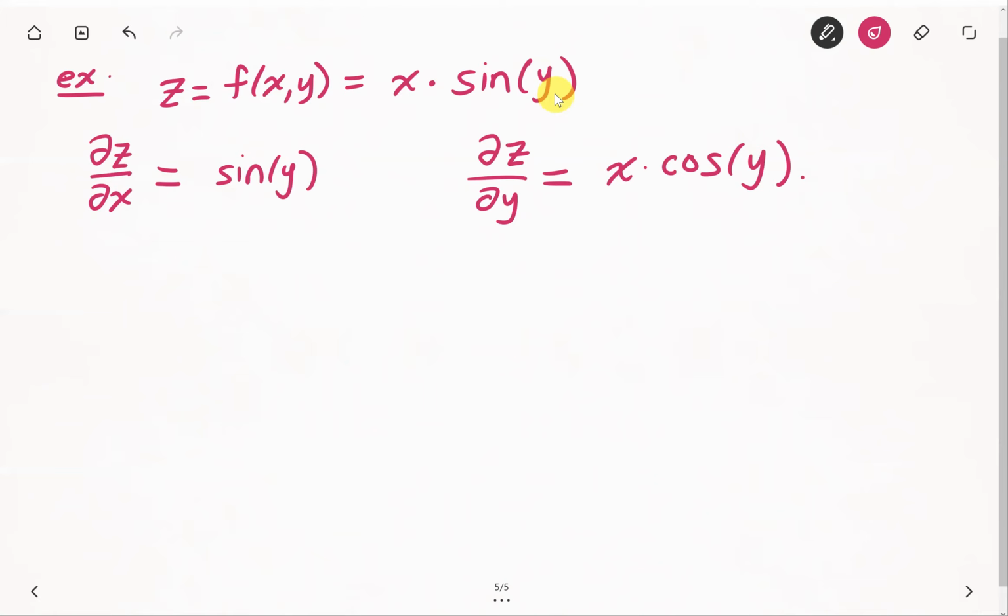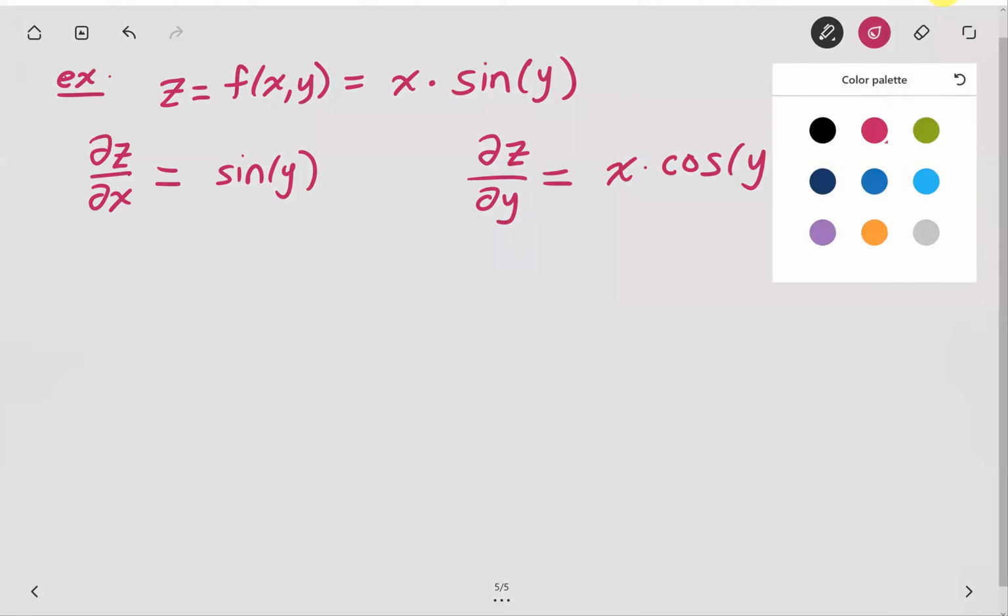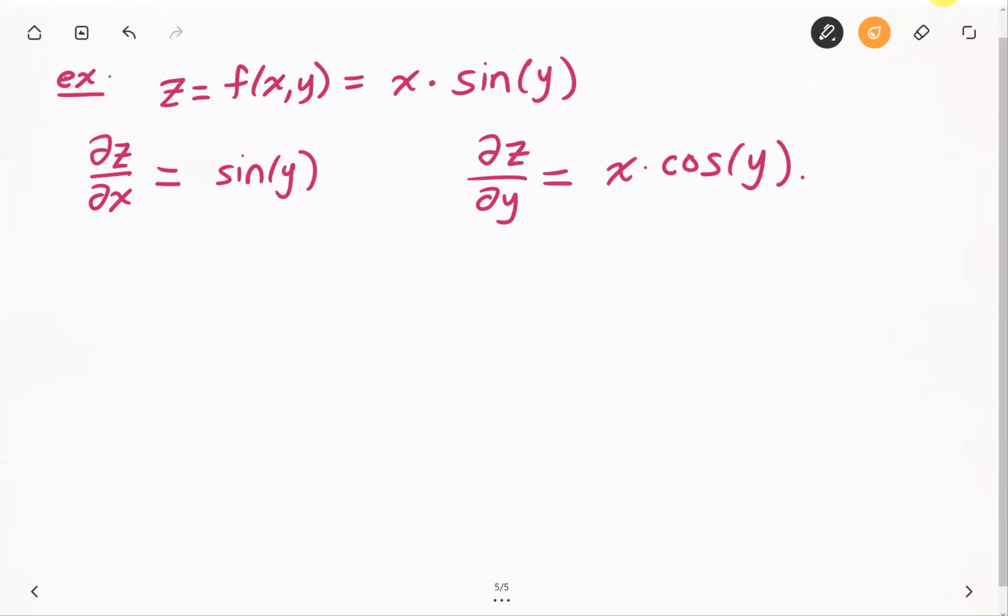They're called partial derivatives because they each give you part of the information about how the function is changing. Okay, let's do one more example of partial derivatives. Let's do z equals f of x y is equal to x times sine of xy.